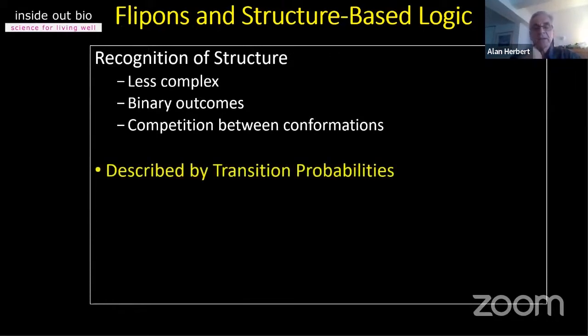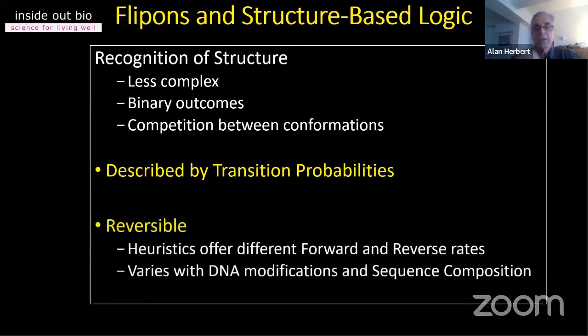And so rather than talking about string operations, what we're talking about with flip-ons and structure encoding is transition probabilities. Basically it's a measure of how hard it is to flip from B to some other conformation. And the other difference that we have between flip-ons and codons is the whole process is easily reversible. So you can go from B to something else and back to B again. And so in that process, you can get a lot of heuristics involved where the forward and reverse rates are quite different. And you can actually vary the rates by varying the modifications that happen to the DNA. So we'll talk about that in just a moment.